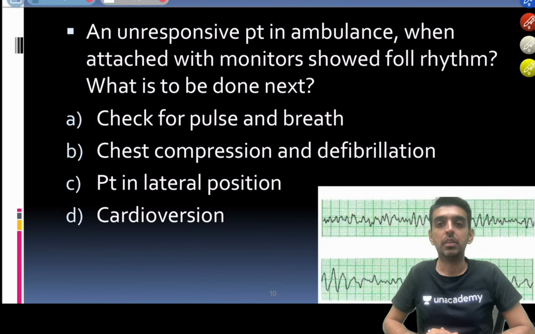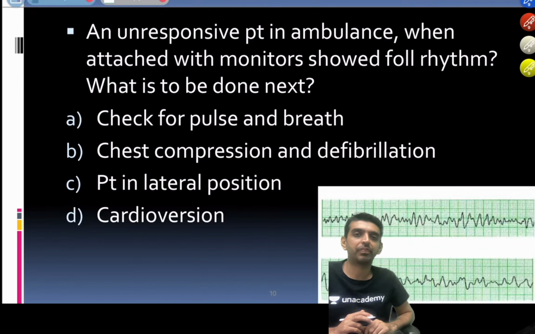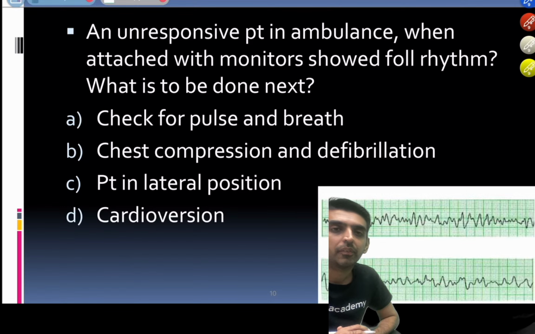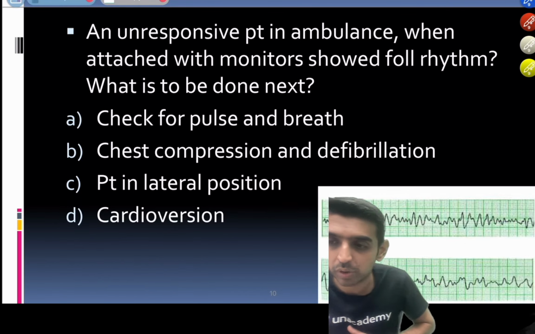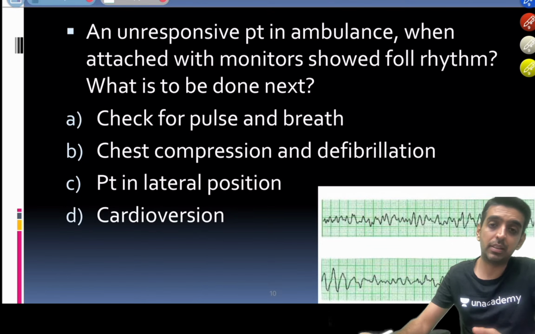I hope the ECG is visible as well. An unresponsive patient in an ambulance, when attached with monitors, showed the following rhythm. Right? What is to be done next? We will check for pulse and breath. We will start with chest compression and defibrillation. We will put the patient in lateral position. We will do cardioversion. What are we supposed to do in this particular ECG?